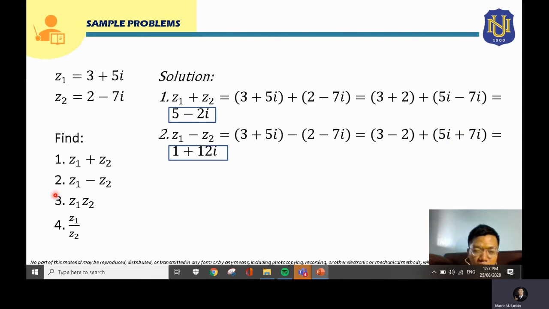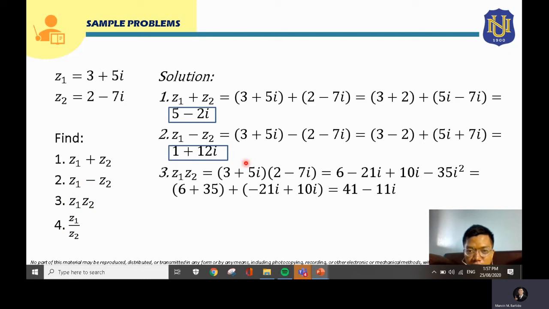Now, for the third question, that will be z1 times z2. This will be the product of complex numbers. So this will just be 3 plus 5i times 2 minus 7i. Here, we're just going to solve this using the FOIL method. So you don't have to memorize the formula again. We just have to apply the FOIL method. So this will be 3 times 2, that will be 6, and then 3 times negative 7i, that will be negative 21i, and then 5i times 2, that will be positive 10i. Then we have 5i times negative 7i, which will be negative 35 times i squared. From here, we can say that negative 35i squared is just equal to positive 35 because i squared is just equal to negative 1. So negative 1 times negative will be positive.